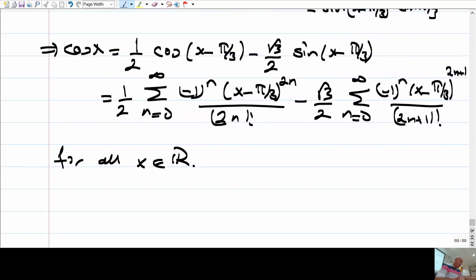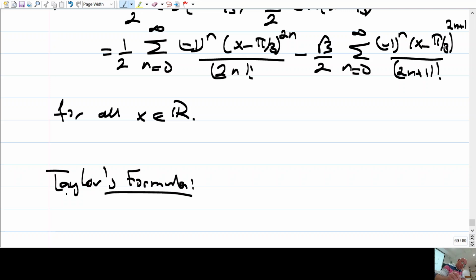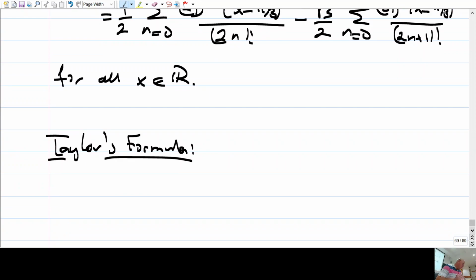One final thing about Taylor expansions is the following. Taylor's formula. I guess you have seen Taylor's formula in 119, right? Remainder formula for Taylor expansion. I think you have seen that.